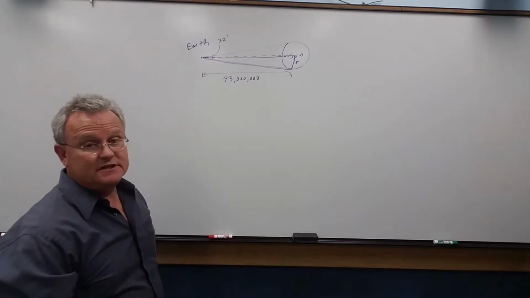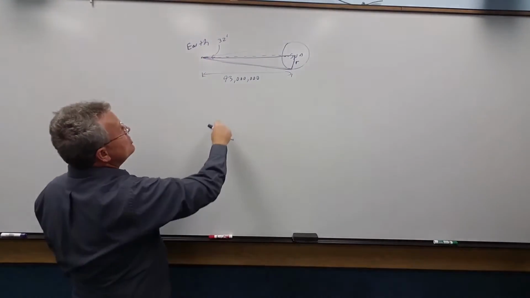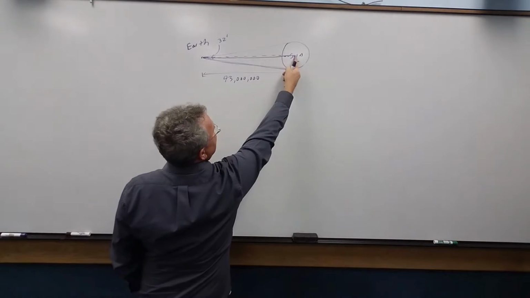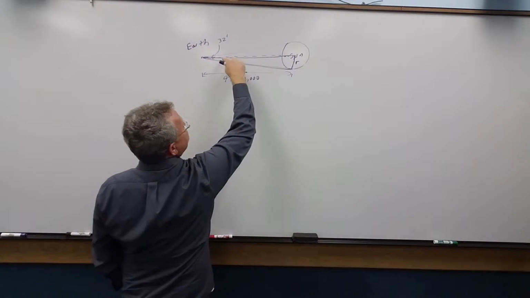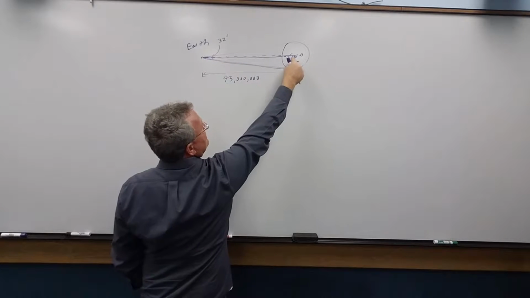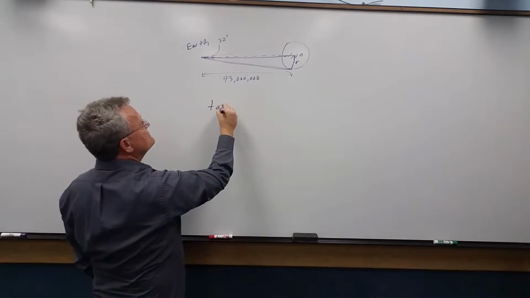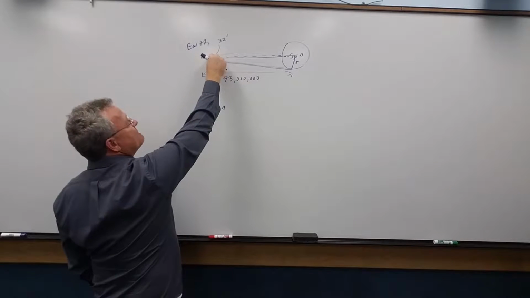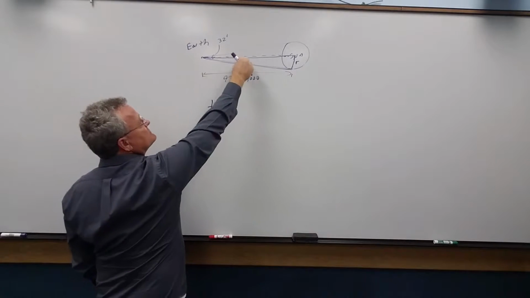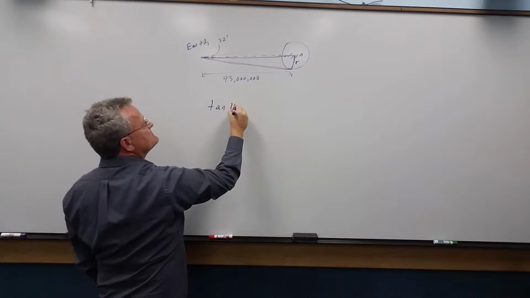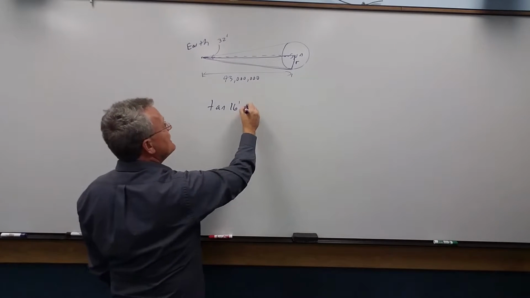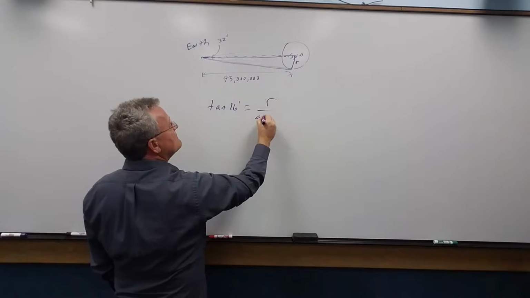this is 16 minutes. So, if this distance is 93 and this is r, the tangent of this angle is r over 93 million. So we have the tangent of, again, this is half of the whole angle, so for this triangle, that angle is 16 minutes, and the tangent is r over 93 million.